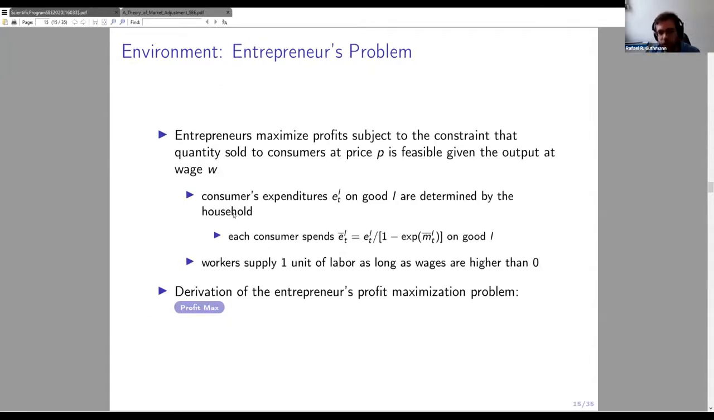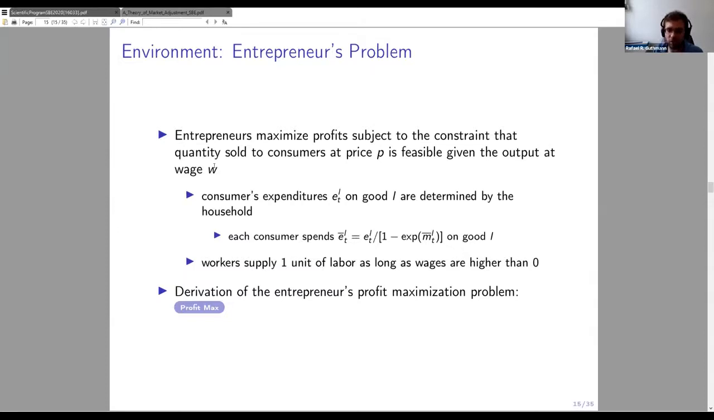Okay, so then you as an entrepreneur, you maximize profit subject to the constraint that the quantity you sell to consumers is feasible given the output that you produce at some wage W. So you post the wage to your potential labor force, and this wage will yield then a supply of workers for you. If this wage is very low, then the workers receive Poisson signals from the other firms. So if you post a wage that is very low, these workers will go to the other firms. If you post a wage that is very high, you can capture a larger fraction of your potential workforce.